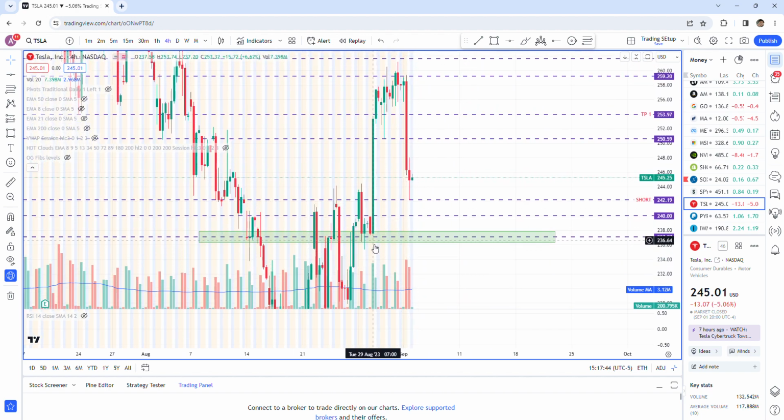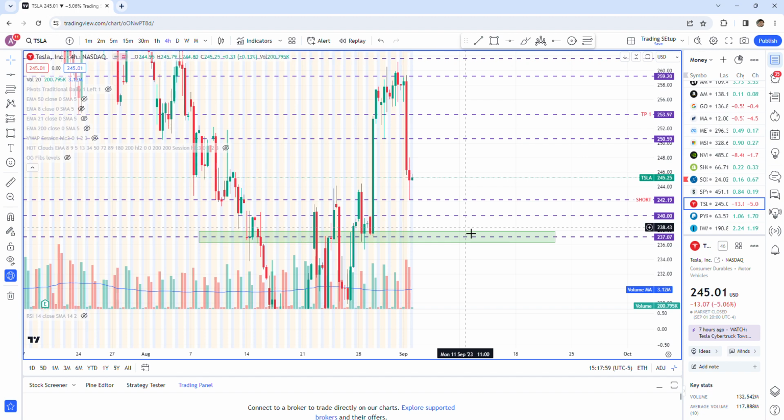Yeah, that's beautiful right there. That 242 level. That's definitely a level of interest. So depending on how we approach that, I might even take a bounce there. I don't know. We shall see.